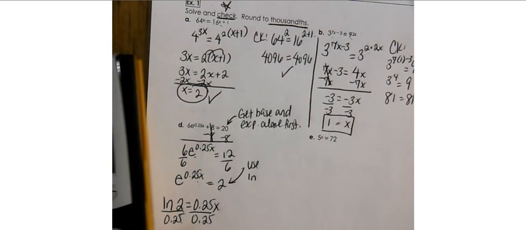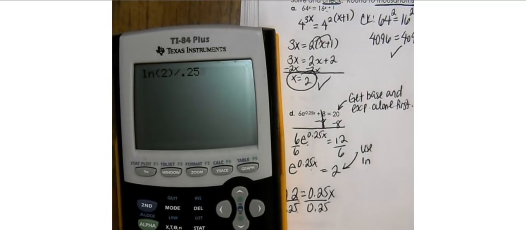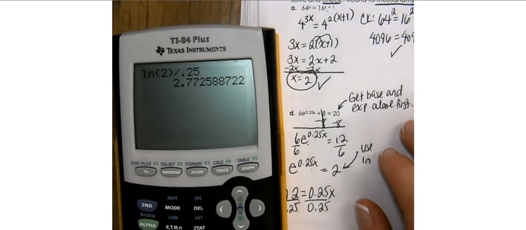So you literally put that into your calculator exactly as you see it. Let me make sure you guys can see what I entered in. Natural log of 2 divided by 0.25. And I end up with 2.773 as my answer. So that's 2.773.